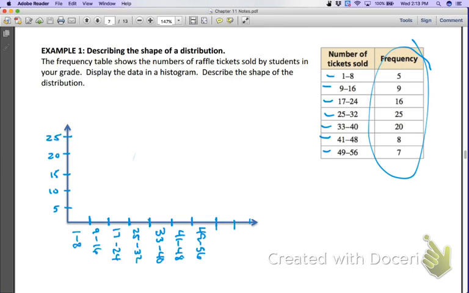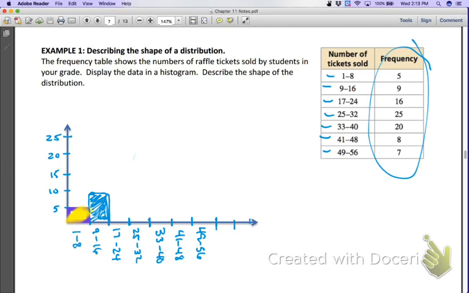So from there, all I'm going to do is make a bar graph with each interval. So 1 to 8 is 5, so I'm just going to color it in here. Do the same thing. From 9 to 16, it is 9, so I'm going to go a little bit above 10. Whenever I do this, run your values all the way across, so that way you can just use the previous bar for your next interval.